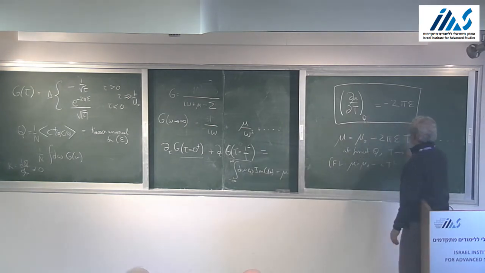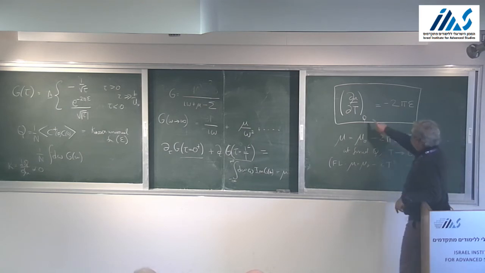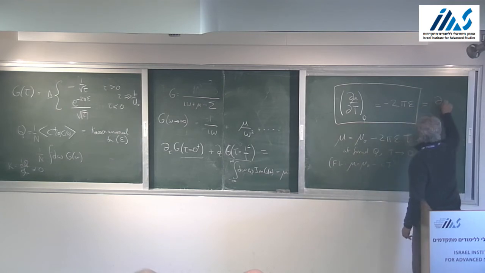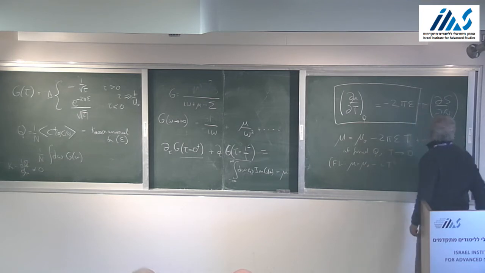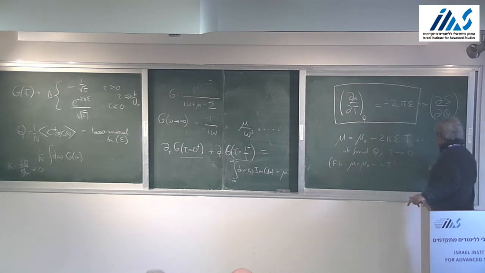Okay, so what does this mean? Now this immediately gives you, by a Maxwell relation, the low temperature entropy. So from this, we find that this is equal to, by the Maxwell relation, minus dS/dQ at fixed T. So if I go to T equals 0, this tells me that S changes as a function of Q, and dS/dQ is equal to 2 pi E. That's a very important relation that I'm going to write here.